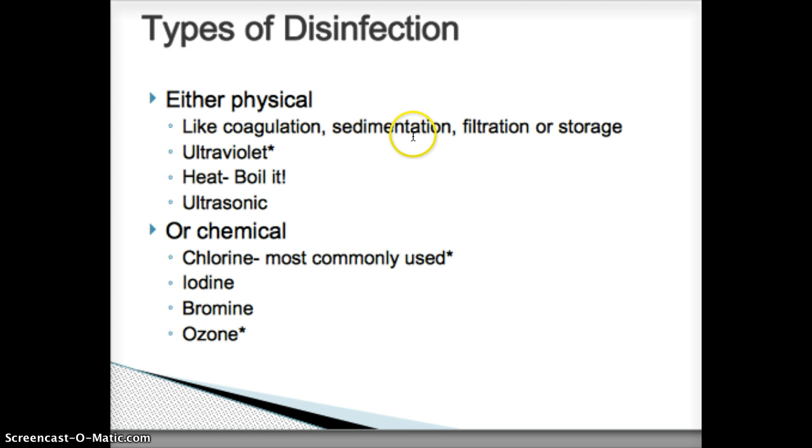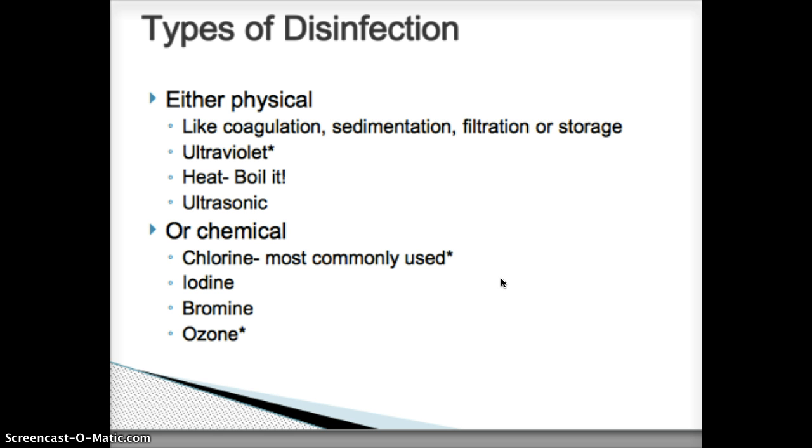So, types of disinfection. Disinfection can be either physical or chemical. Examples of physical would be coagulation, sedimentation, filtration, or storage, as we already talked about. That disinfection happens through all of these processes. UV is a physical type of disinfection. You can apply heat or ultrasound as well.